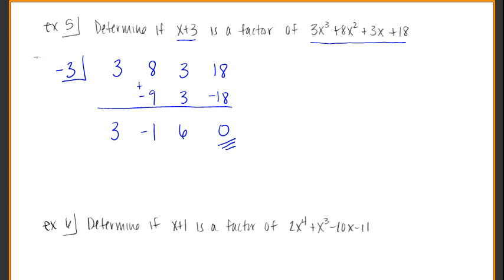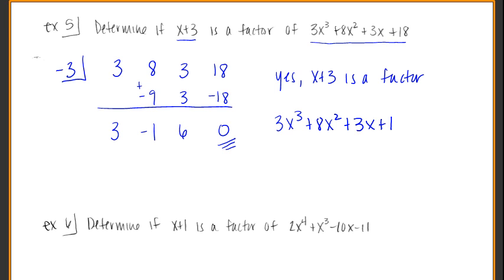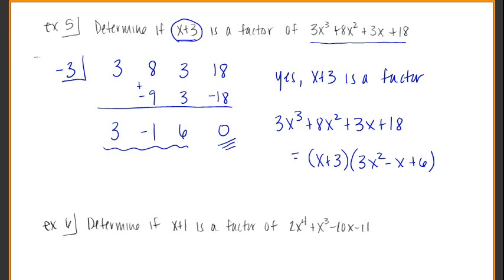This right here is very, very important, because the remainder is 0, then we can say yes, x plus 3 is a factor. And what that means is that if I started out here with a function 3x cubed plus 8x squared plus 3x plus 18, that is the same thing as if I had gone up here to that x plus 3 and come over here to get the last bit and write it as 1 degree less, so 3x squared minus x plus 6. That this original function actually factors to this.